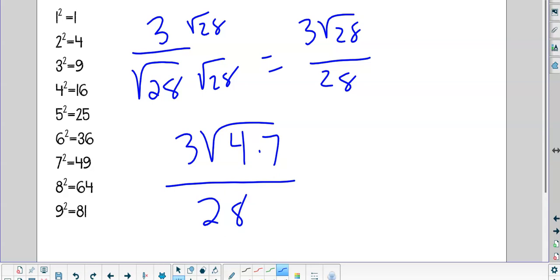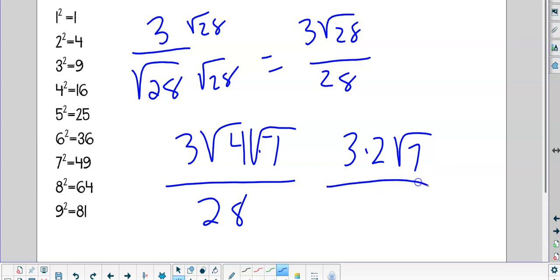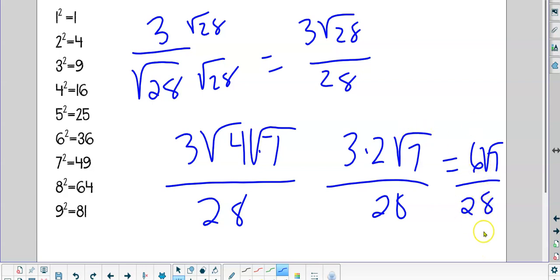Or, let me erase this part here and extend this part here. So the square root of 4 comes out as a 2. And 3 times 2 is 6. And now what I need to check is, can 6/28 be reduced? I know definitely in half. So half of 6, half of 28. I didn't need to use my calculator, but you certainly could have.